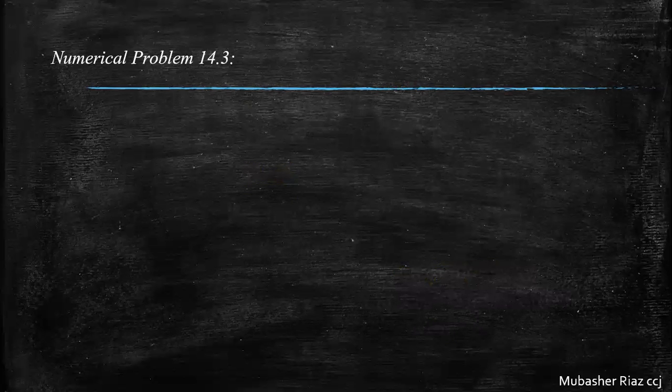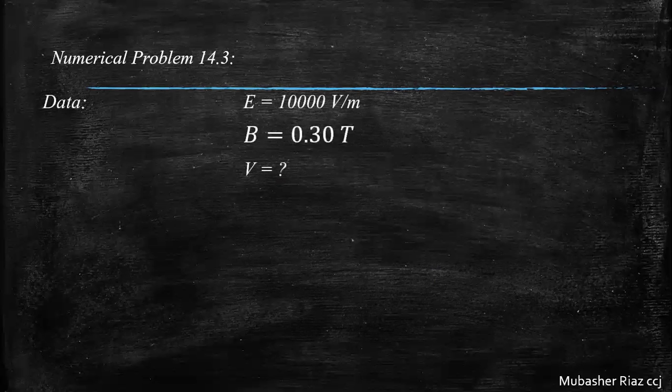Number 3, a velocity selector, also known as an accelerator, has a magnetic field of 0.30 Tesla. If a perpendicular electric field of 10,000 volt per meter is also present, what will be the speed of a particle that passes through the selector? Electric field is given, magnetic field is also given, so find the velocity of the particle moving through this selector. अपने particle की velocity को find करना है.